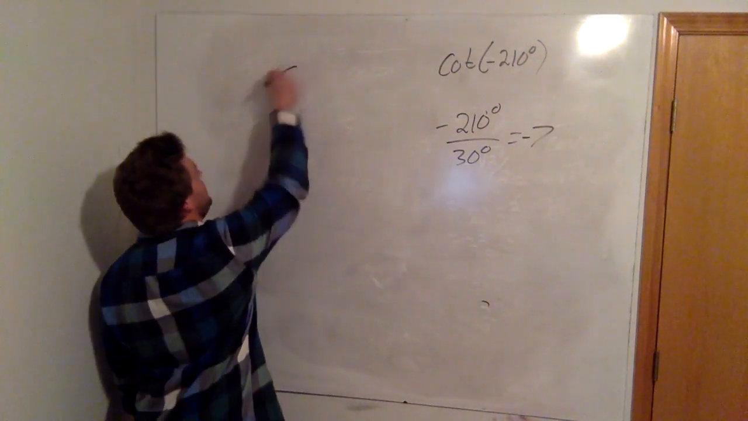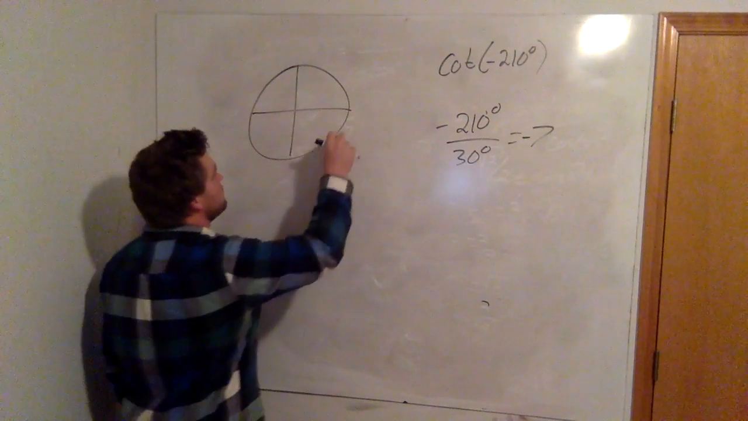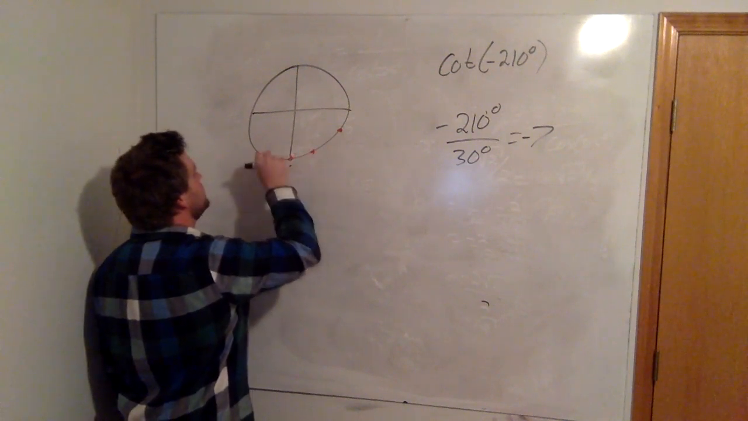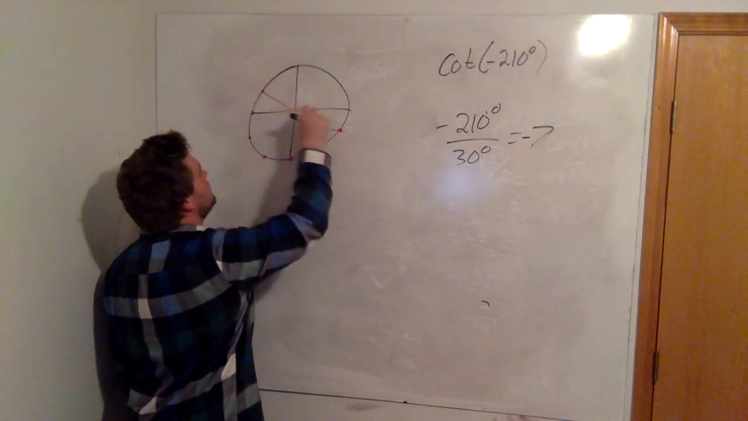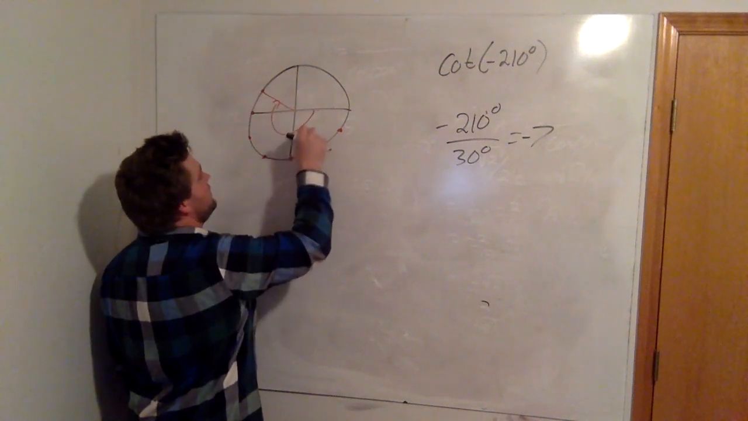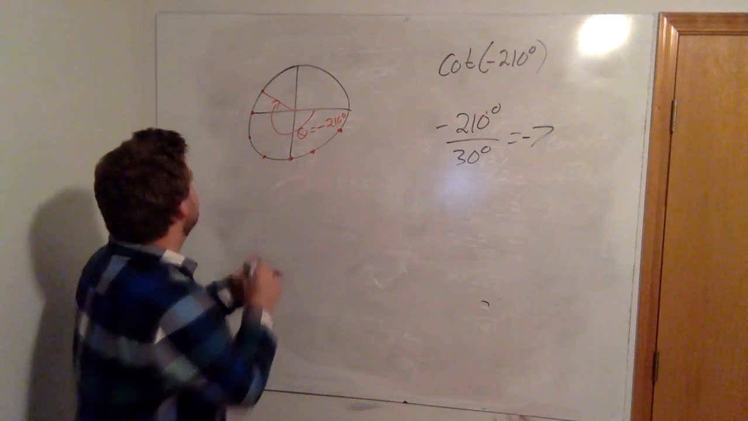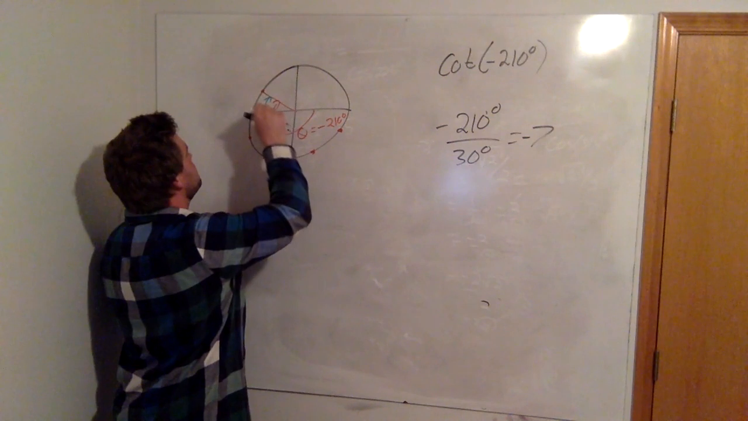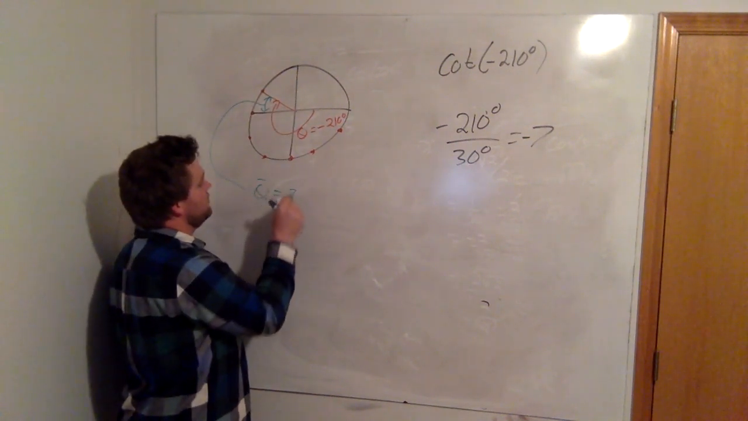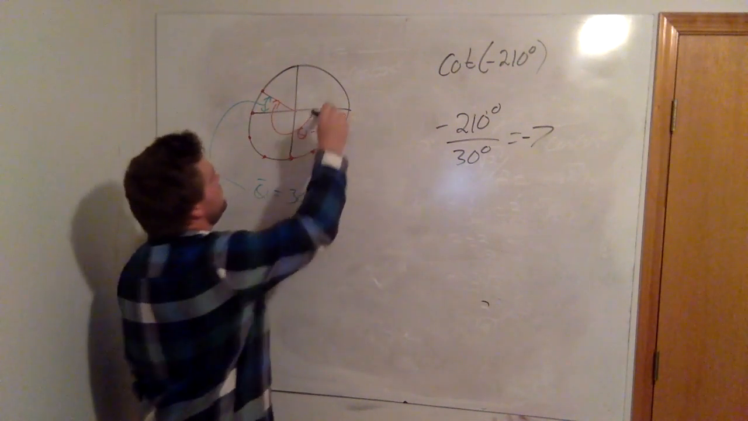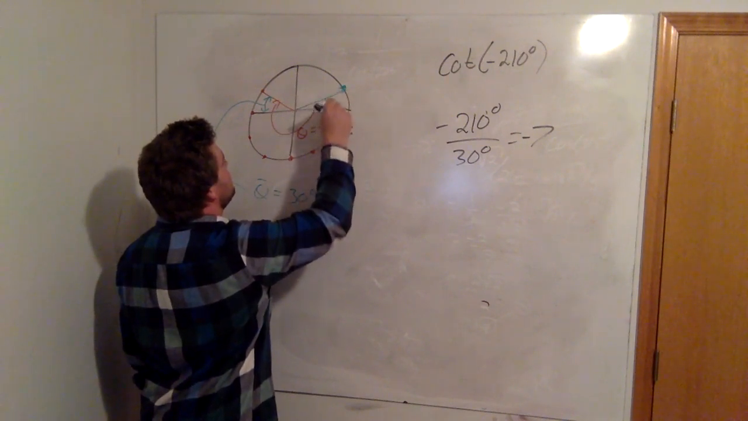So let's figure out where we're at. Okay. So 1, 2, 3, 4, 5, 6, 7. So this is where we're at. Okay. So this is negative 210 degrees. The theta bar, or the reference angle, would be, what, 30 degrees. So I'll think about 30 degrees in the first quadrant. So here we have 30 degrees.